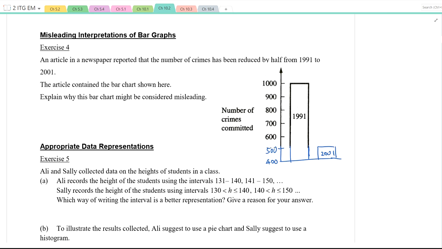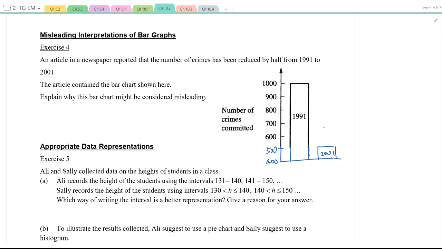The next portion is misleading interpretation of bar graphs. So bar graphs, there is this little gap over here. Okay, let's take a look at this. An exercise: an article in the newspaper reported the number of crimes reduced by half from 1991 to 2001. And this is the bar chart that is used for the statistics. So does this bar chart make sense to you?